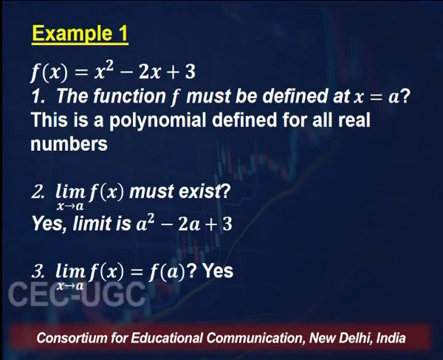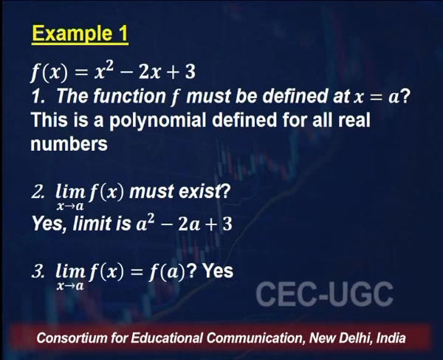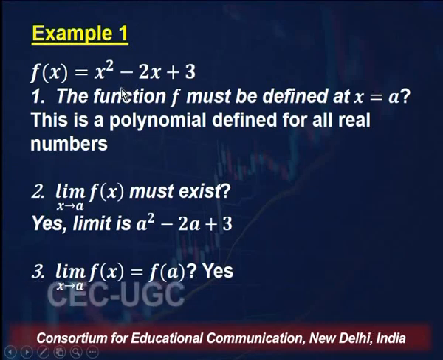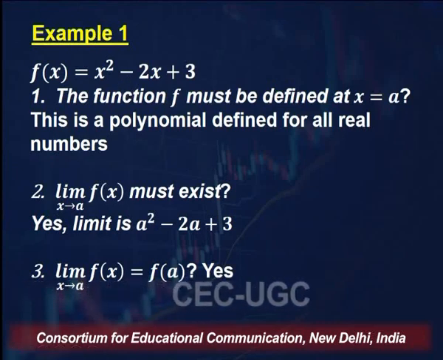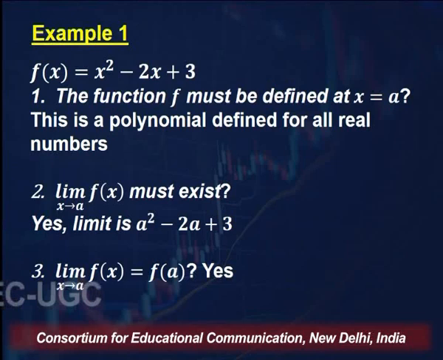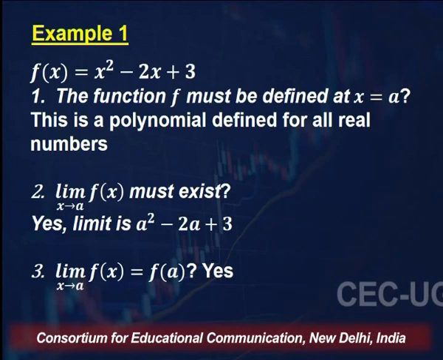Does the limit of the function exist as x tends to a? Yes. Because it's a polynomial function, from the theorems on limits, the limit is simply going to be a² − 2a + 3. And that fulfills the third condition, because this limit is exactly equal to the value of the function at a. So this function is going to be continuous at x = a.